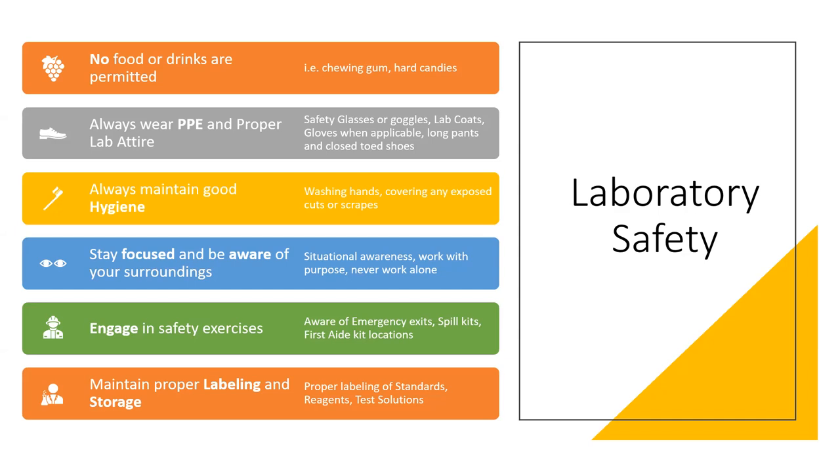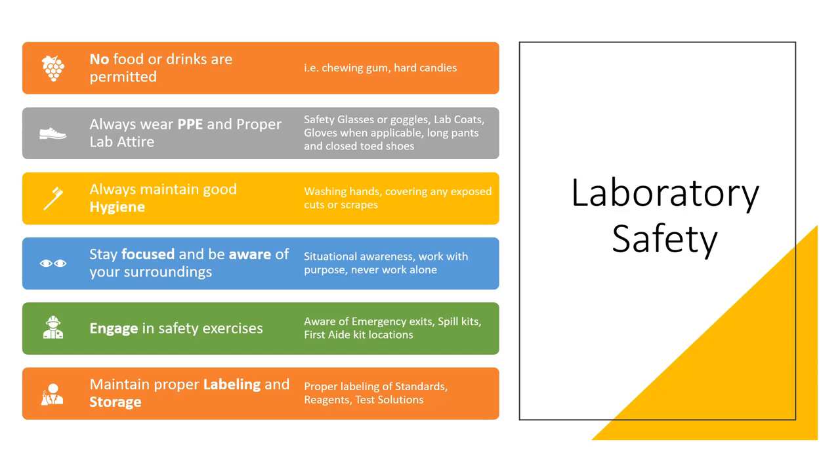Next, we want to maintain good hygiene. This includes washing hands after handling hazardous materials, limiting the amount of cosmetics worn due to the increased risk of exposure, and making sure that we're wearing gloves if there's ever any lesions, cuts, or scrapes that are open on our hands. So if you've cut your hand open, cut your skin open, make sure you're covering it with a lab coat, covering that with gloves. You never want to have those exposed to chemicals. Your skin can kind of absorb that in superficially and make you very sick.